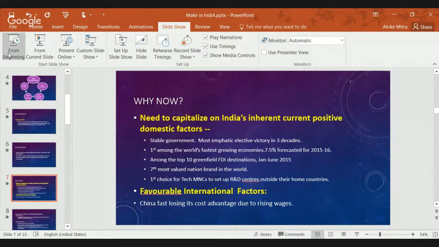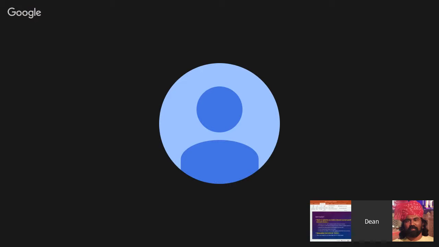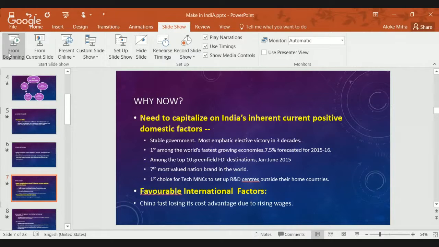The first factor is the emphatic election results of the 2014 general elections. In more than 3 decades, that's 30 years, we have a stable government. We've not had a stable government in the last 30 years. That's one of the biggest positives for India's growth. The second is, India is currently the world's fastest growing economy. IMF has forecasted 7.5% growth for financial year 2015-16. India has beat China because China has slowed down to 6.5%.